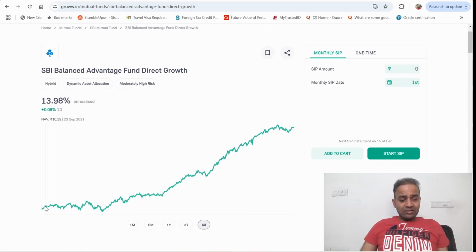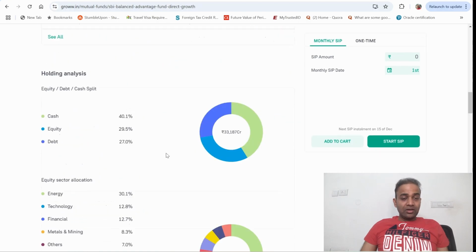This is the annualized return over the last 4 years. This is on the higher side. We should not be expecting this kind of return in the long term, but it should still be in double digits over the long term, which is still good for a balanced fund.